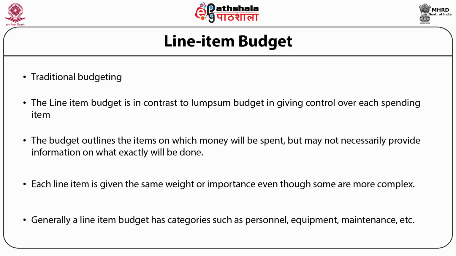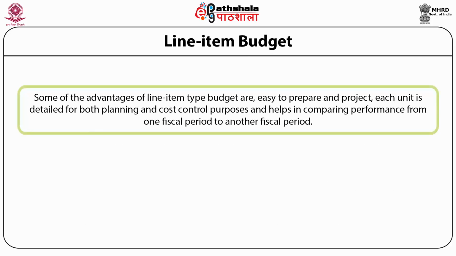Generally, a line item budget has categories such as personnel, equipment, maintenance. You can have n number of items like that. So hence it is called a line item budget. Some of the advantages of line item budget are that it is easy to prepare and project. Each unit is detailed for both planning and cost control purposes and helps in comparing performance from one fiscal period to another fiscal period, because we can easily check the line items of last year and the current year, and we can have a comparison.